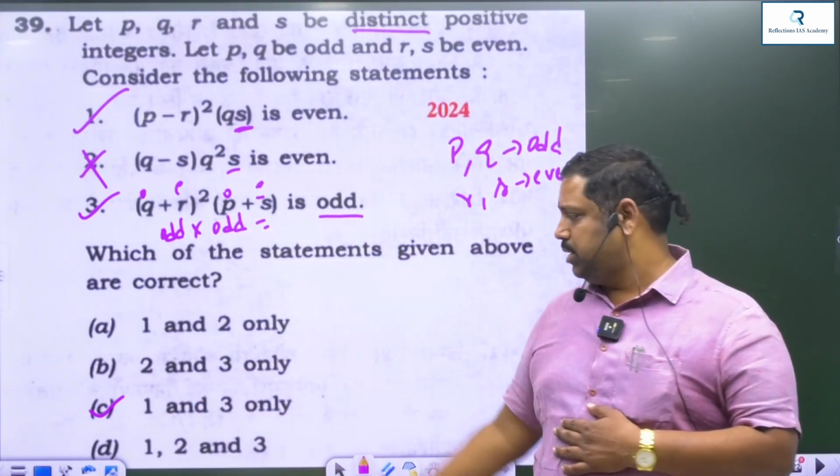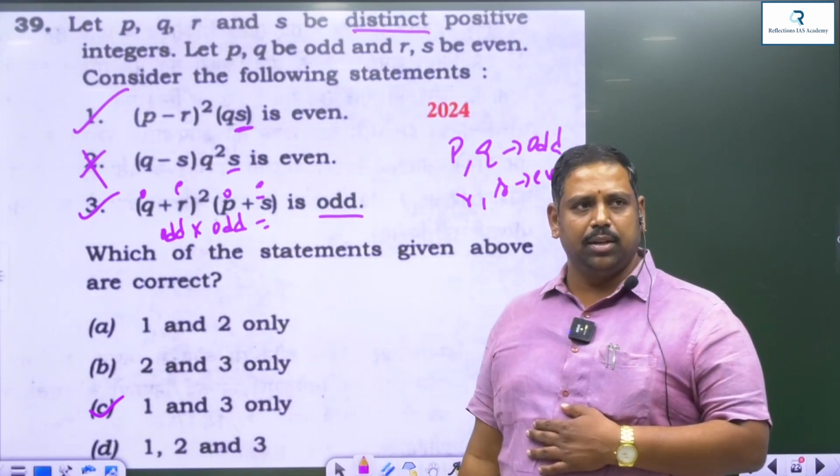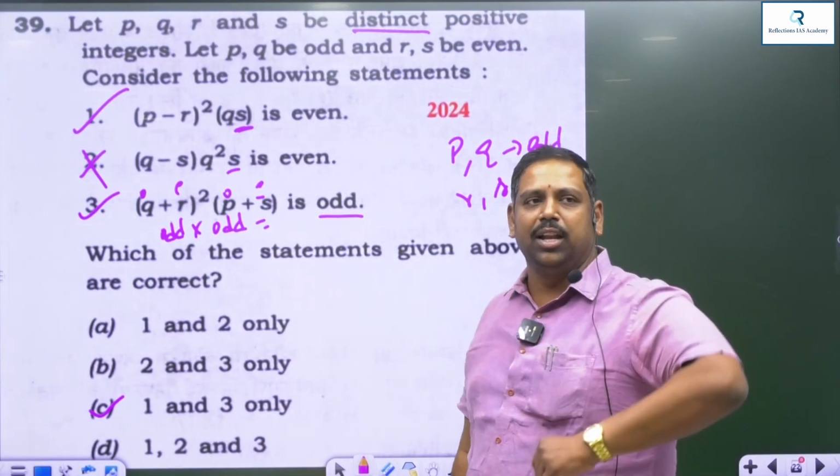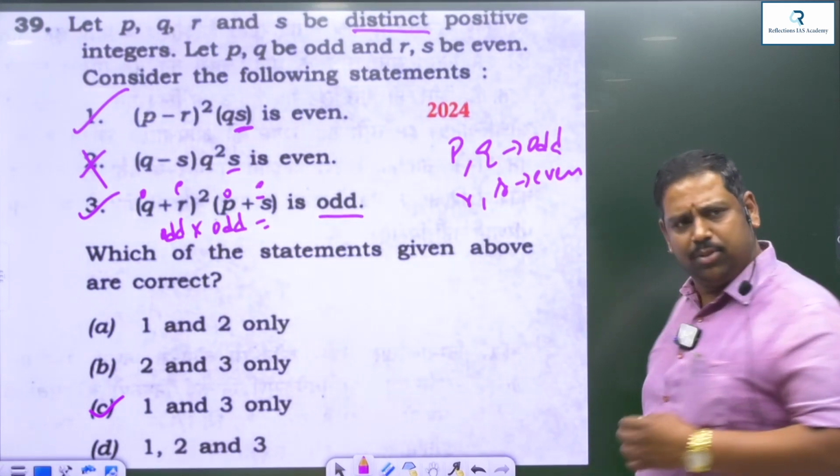So many of you have given 1, 2 and 3, right? Yes. 1 and 3, good girl. Okay. Good boy.